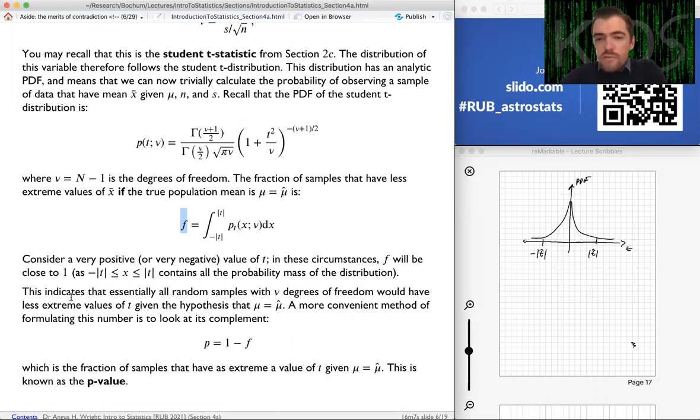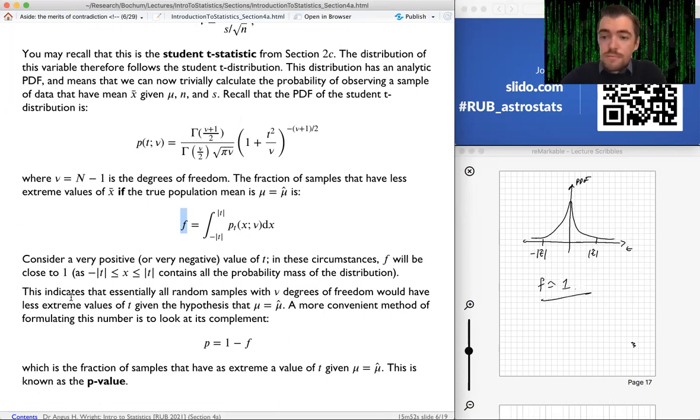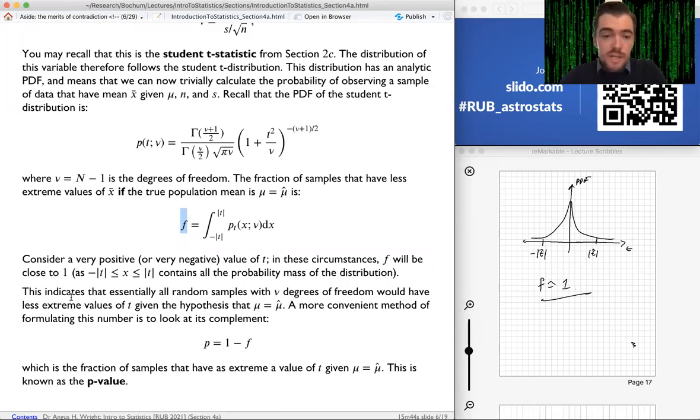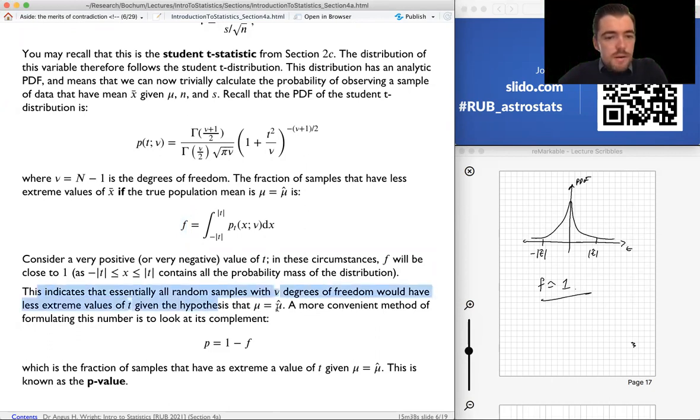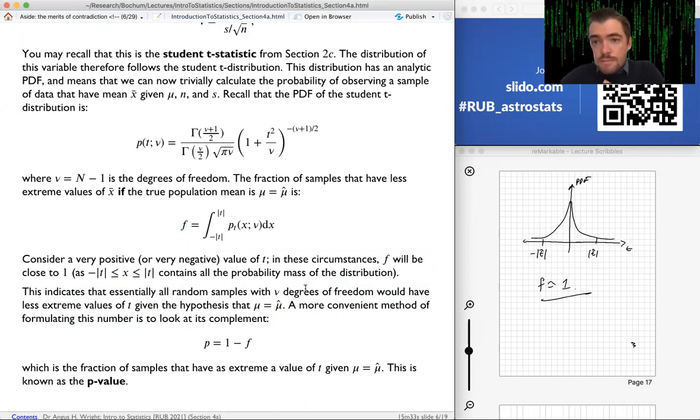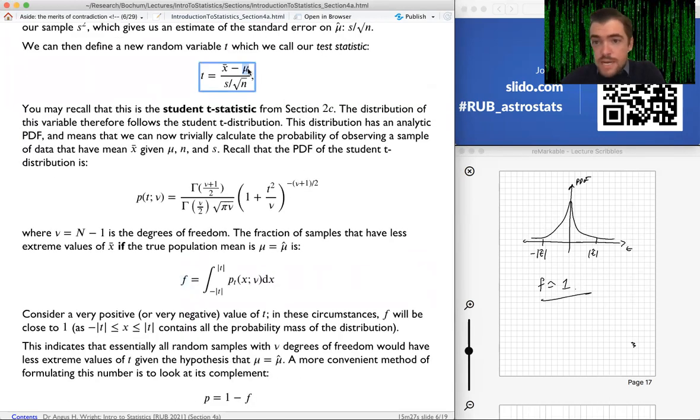Cool. If we pick a value of t hat that is very, very large, very, very positive, or also very, very negative, then the integral of this thing is going to be basically f approximately equal to 1, because you're essentially saying, what is the integral of this distribution from almost minus infinity to almost infinity? And it's a PDF, so it has to be equal to 1.